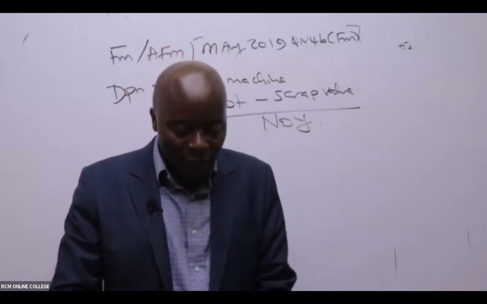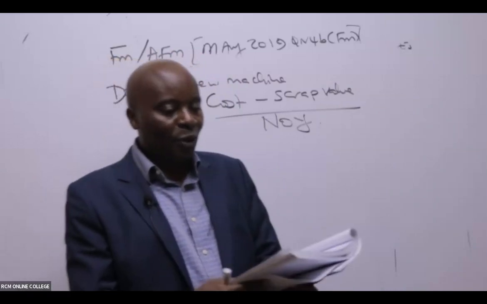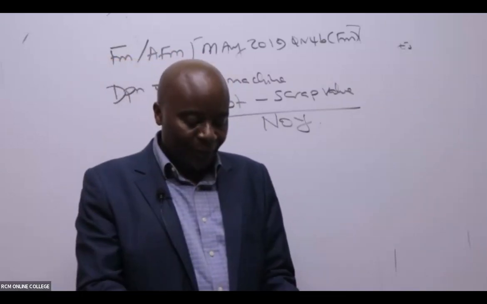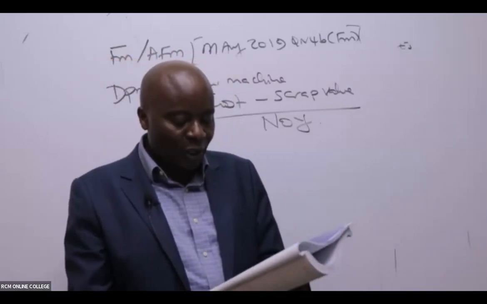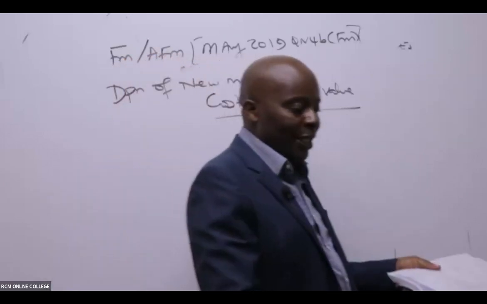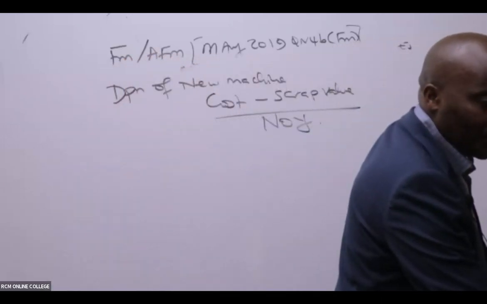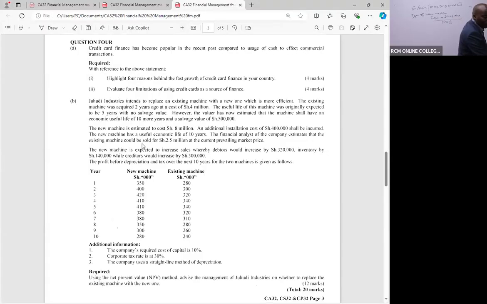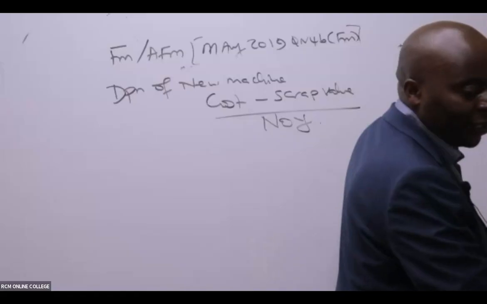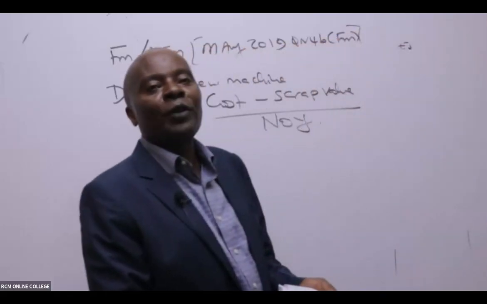So now I'm looking at the new machine. Is there somebody who is able to see the cost of the new machine? I want to believe you have the paper with you now. You can see the new machine is estimated to cost 8 million, but there is an additional installation cost of 400. So the cost of the new machine is not just 8 million. It will be 8.4 million because of the installation cost.